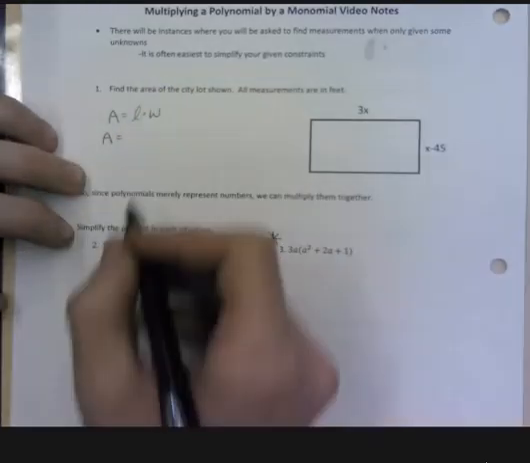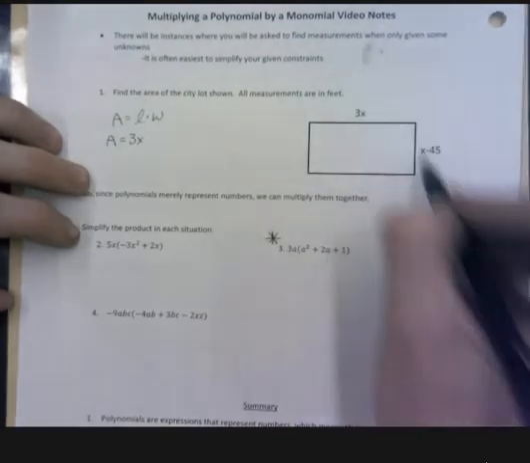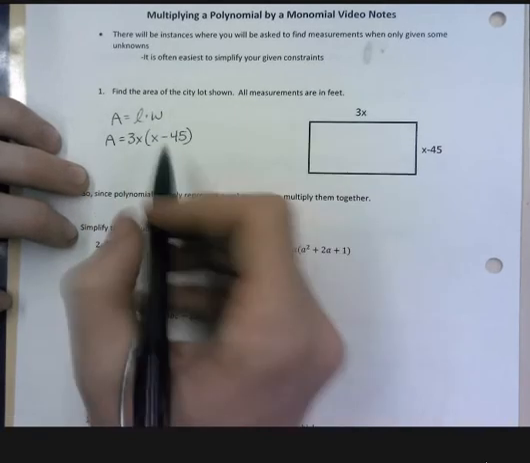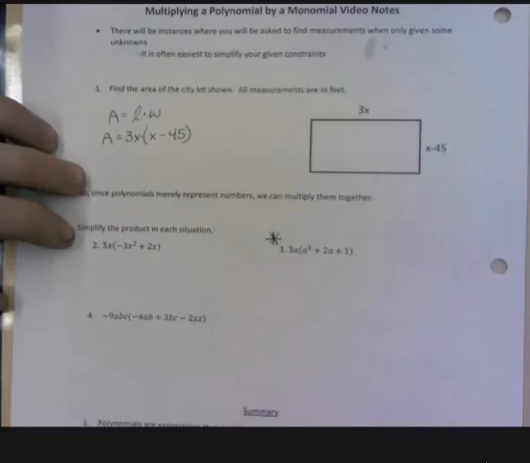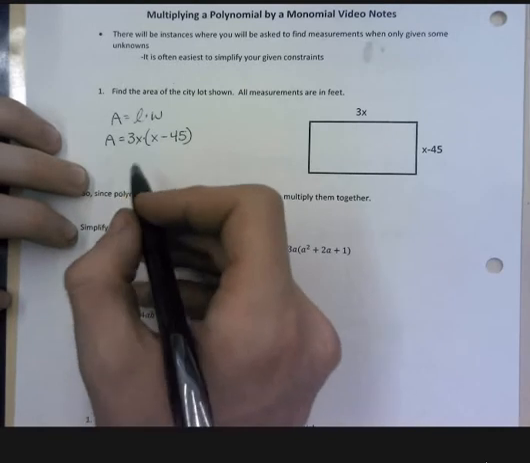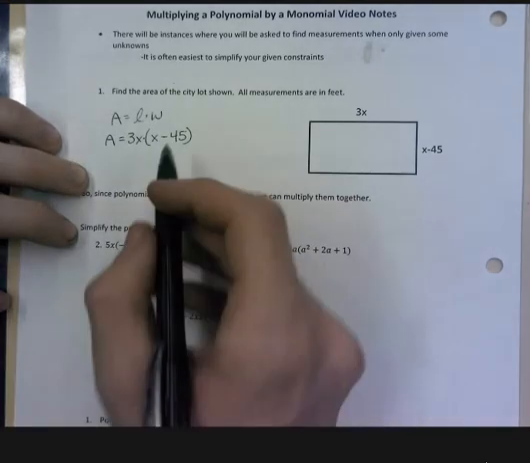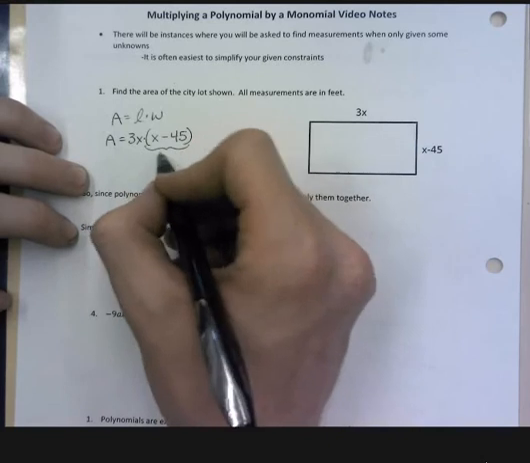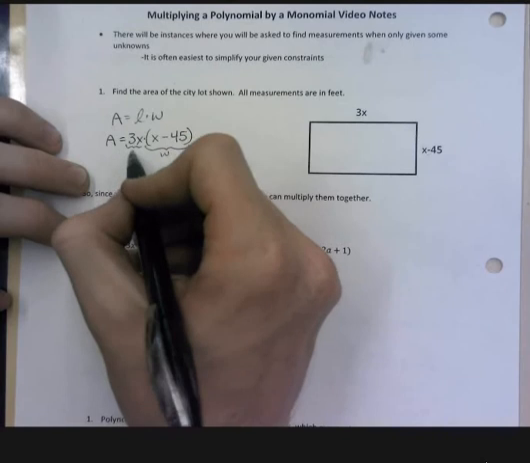Area is going to equal 3x is our length, and our width is x minus 45. And we're multiplying them as symbolized by my parentheses, but I'll put a little dot in there just for the heck of it. If you're not understanding what I'm saying, this portion right here is the width. This portion right here is the length, so it's just L times W.